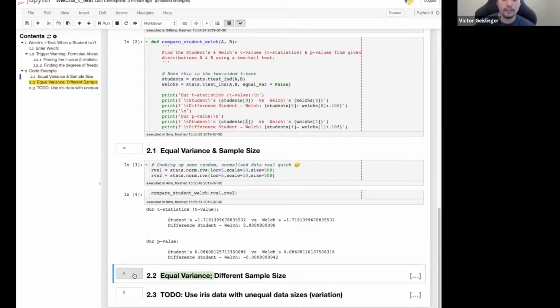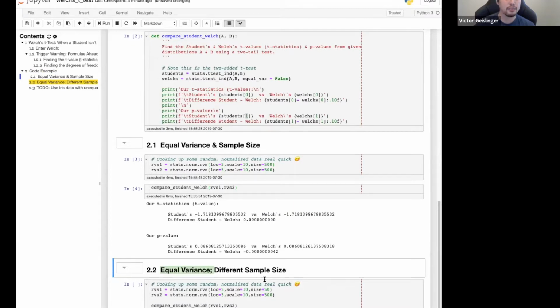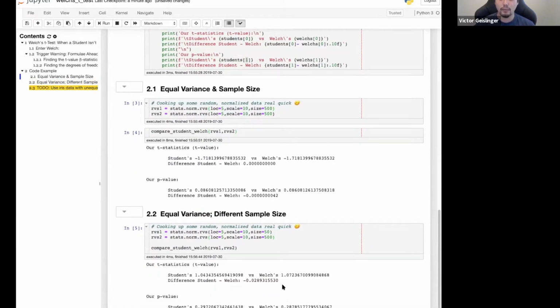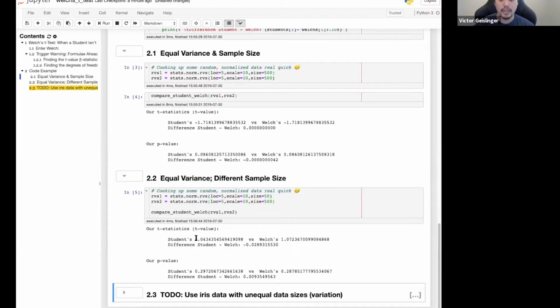Now, if we have equal variances, but the sample size is different, right? You can see here the first one is 50 individuals versus 500. So this is clearly a different sample size. Still pretty decent, 50 people is not too bad for most statistical tests. And when we compare this now, our student's t-statistic versus our Welch's, it's like, oh, that's a little different. You can see that difference right here, where our Welch's t-statistic is about 0.03 smaller.